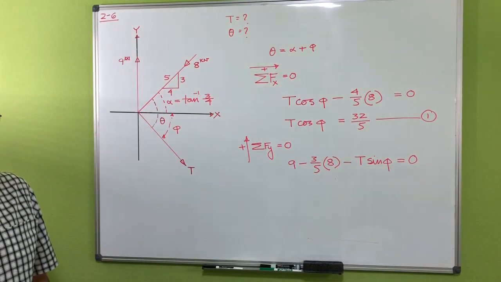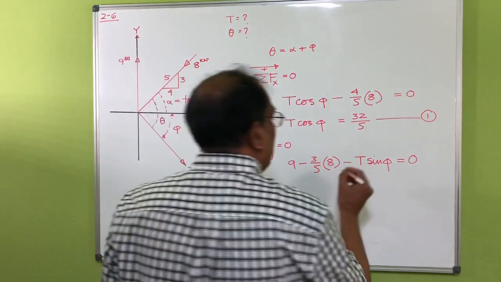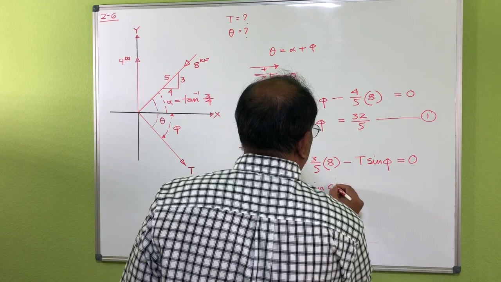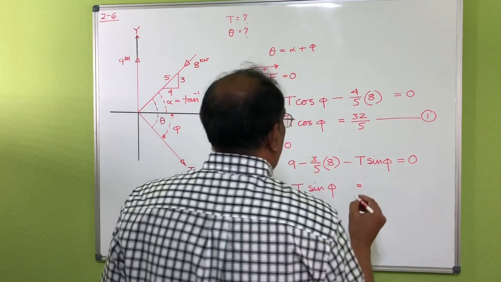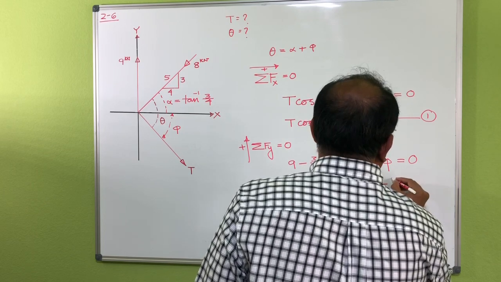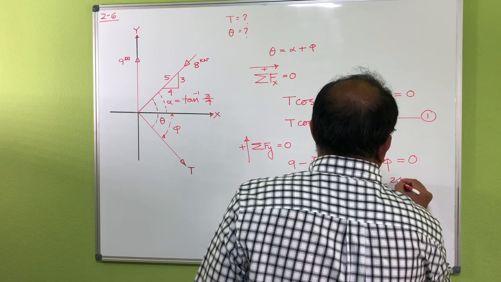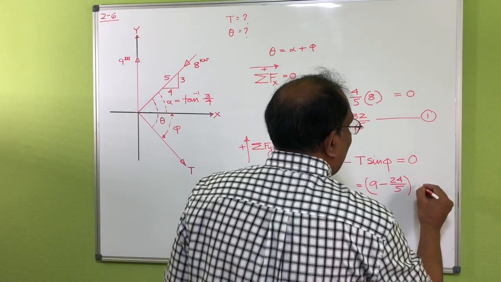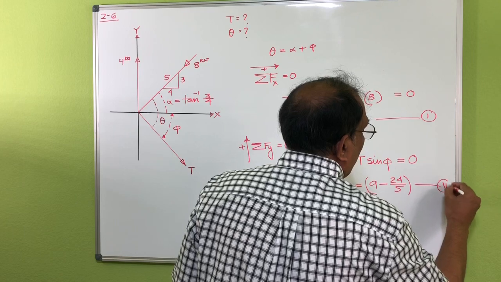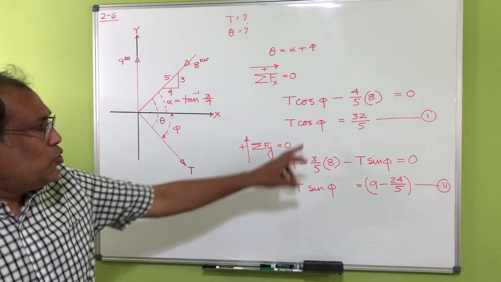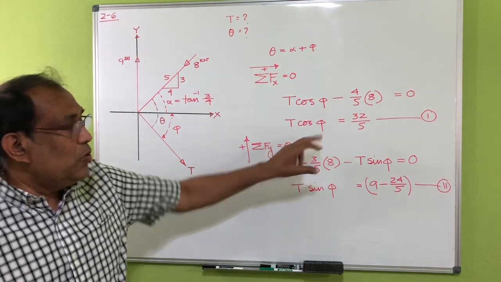So again, I can simplify this equation like this. So t sine phi is equal to 9 minus... let's say this is equation number 2. Now you can see in these two equations I have two unknowns. One is t, the other one is phi.